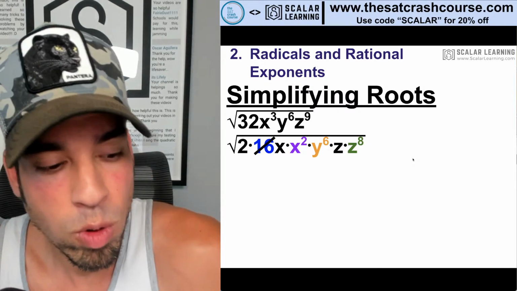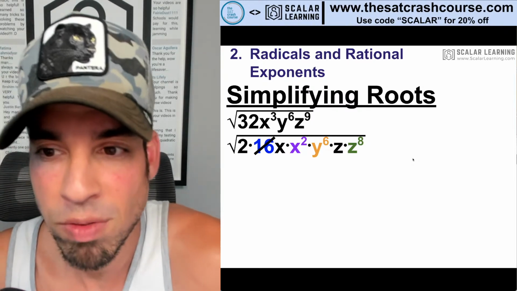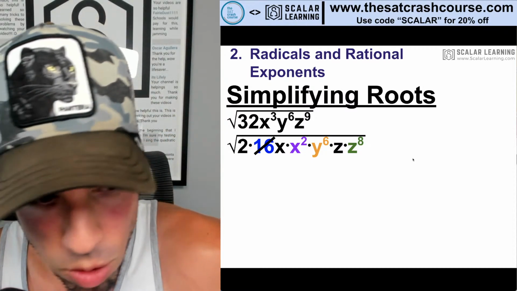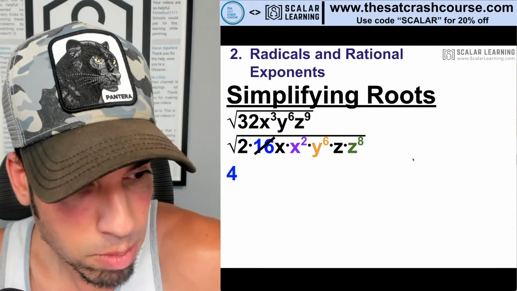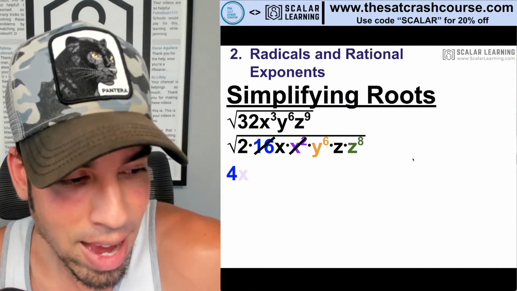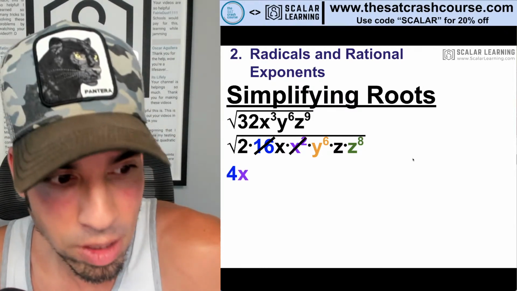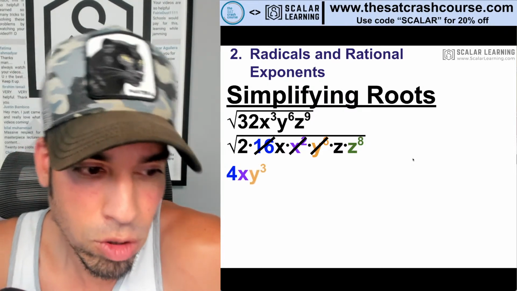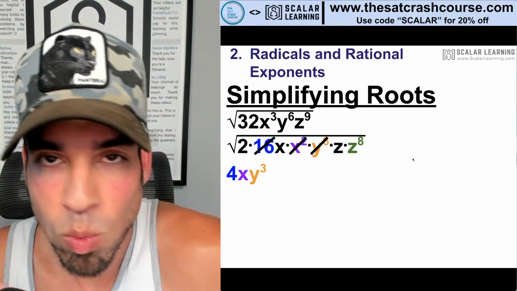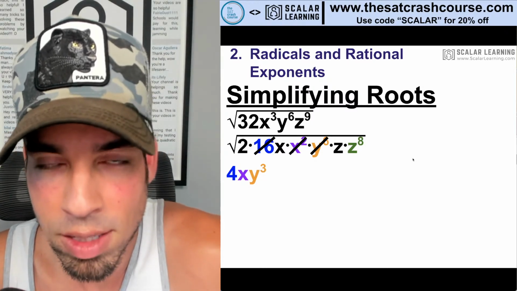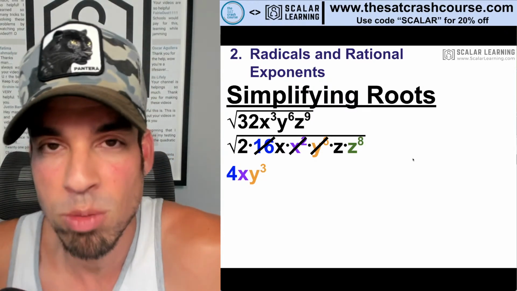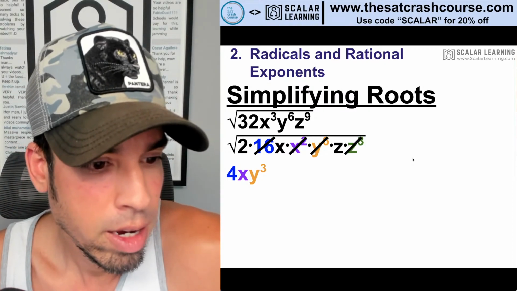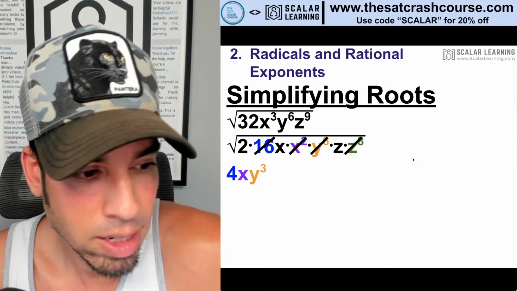So now we're going to start simplifying by taking out the perfect squares, meaning taking the square root of all these perfect squares. Square root of 16 is 4. That comes out. Square root of x squared is x. Why? Because x times x is x squared. Square root of y to the 6th, that's y to the 3rd. Because y to the 3rd times y to the 3rd is y to the 6th, since when you multiply variables, you add the exponents, right? And the square root of z to the 8th is z to the 4th.